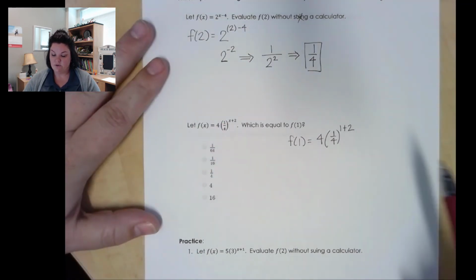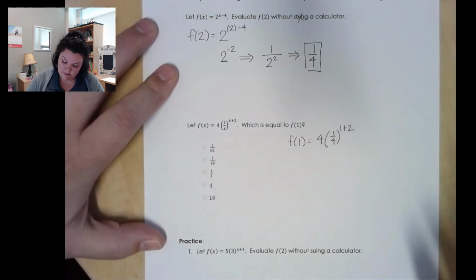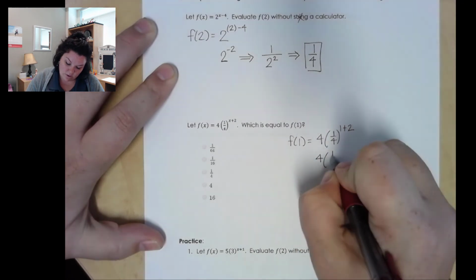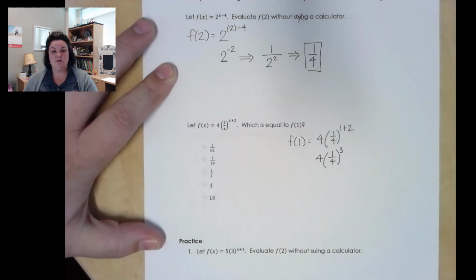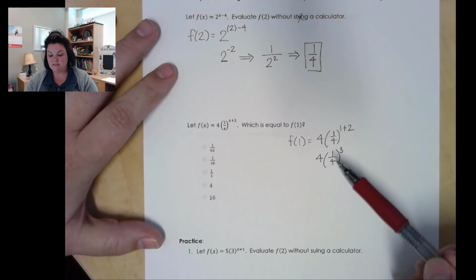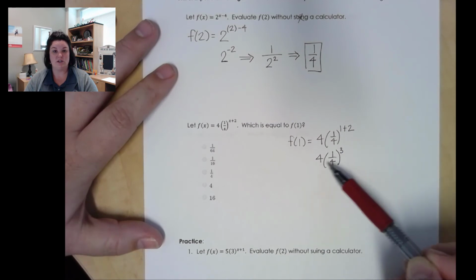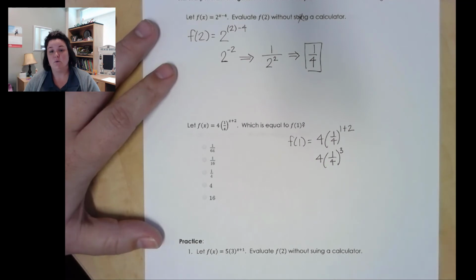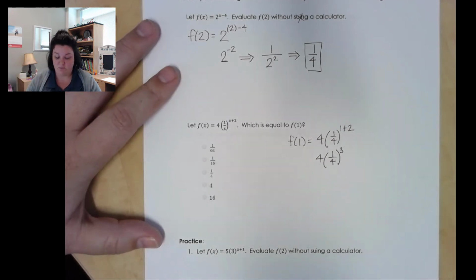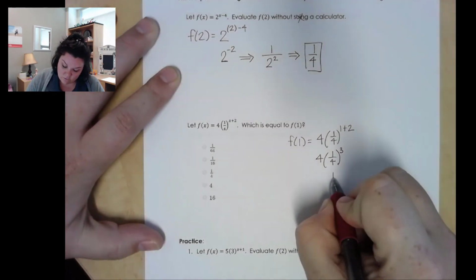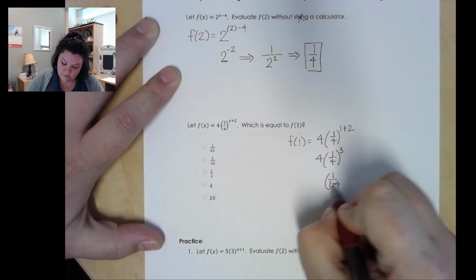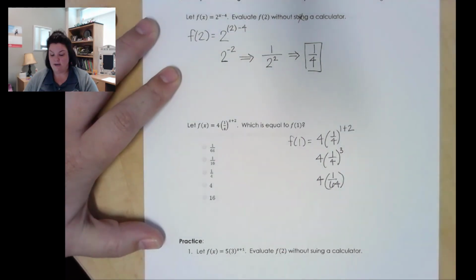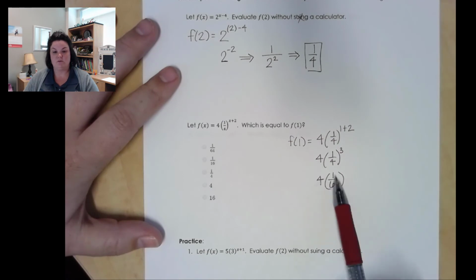Okay, so I do my exponent. So I have 4 times 1/4 cubed. And then remember, we do exponents before we do multiplication. So make sure you apply this cube to the 1/4 first. 1/4 times 1/4 times 1/4 is 1 over 64. And now we can go ahead and multiply 4 and 1 over 64.